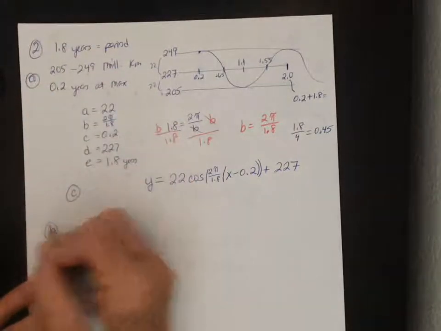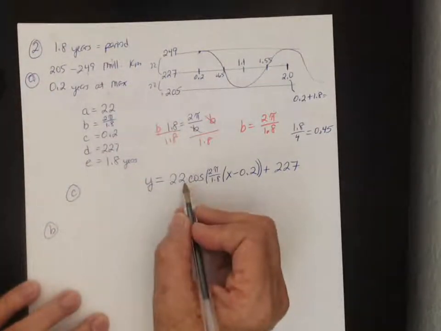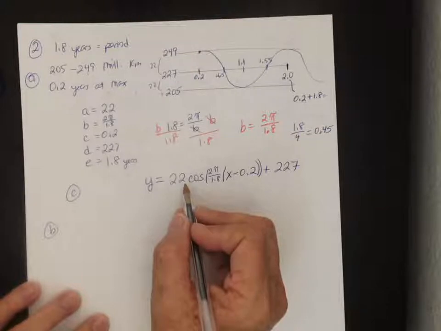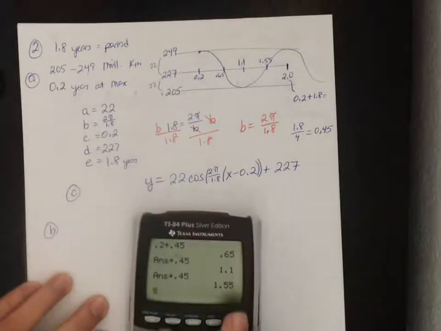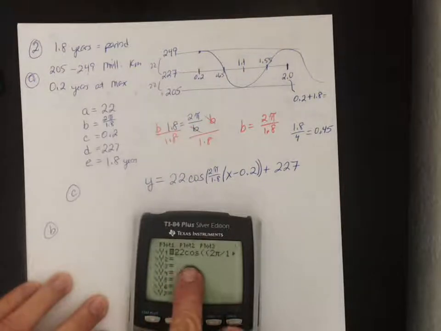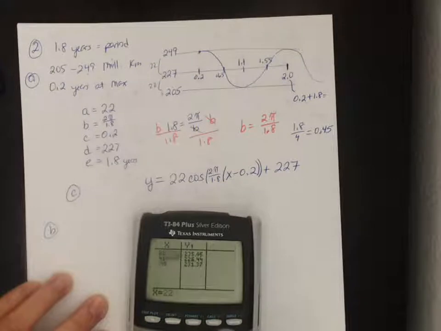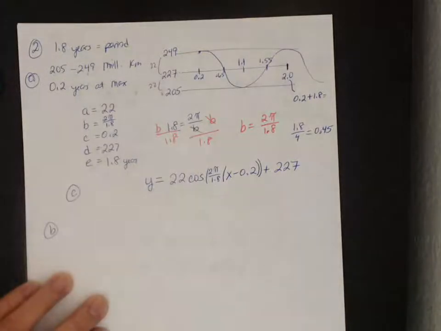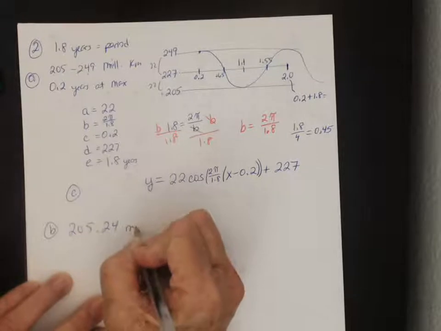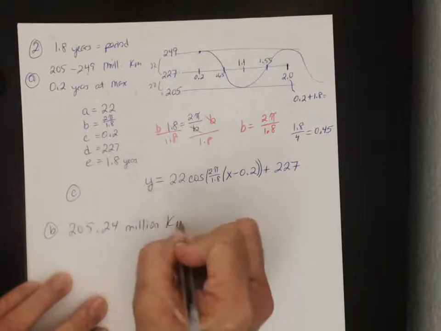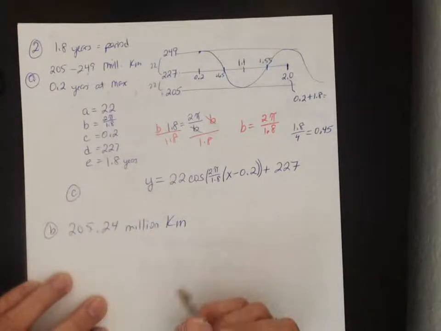Part B, we really needed this to find how far Mars is from the sun after 1 year. So I'm going to be putting a 1 in for that equation. So again, I've put my equation into the calculator. I'm going to go to my graph, or to my table, and I want to put in a 1. So I want to see where it is. So it is at 205.24 million kilometers away from the sun.